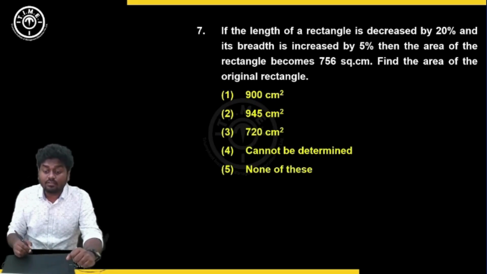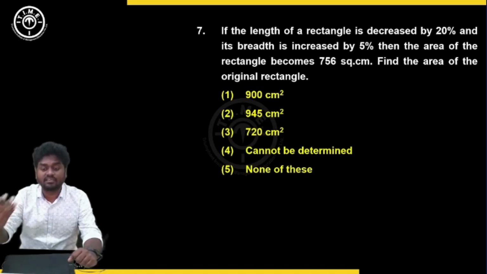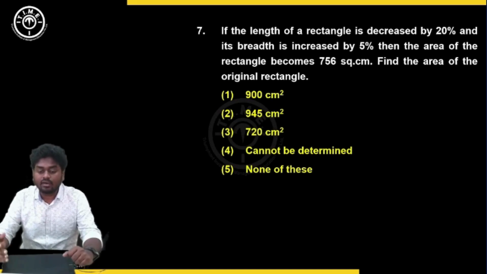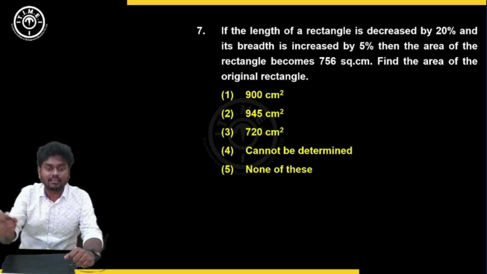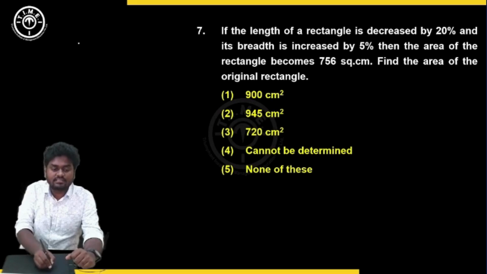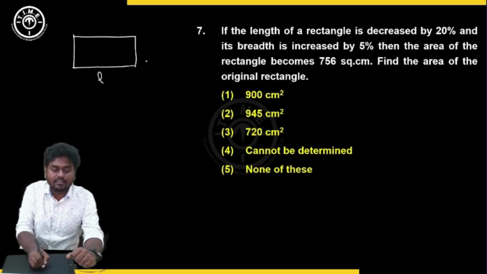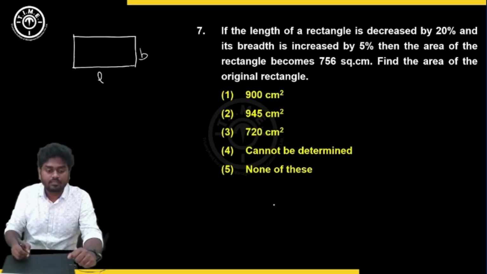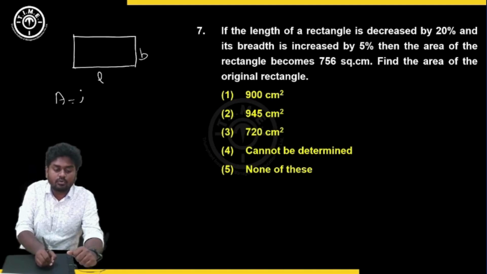Seventh one: if the length of a rectangle is decreased by 20% and its breadth is increased by 5%, then the area of the rectangle becomes 756 centimeters square. Find the area of the original rectangle. Listen carefully, guys. Let's say the area of the original rectangle is length into breadth.